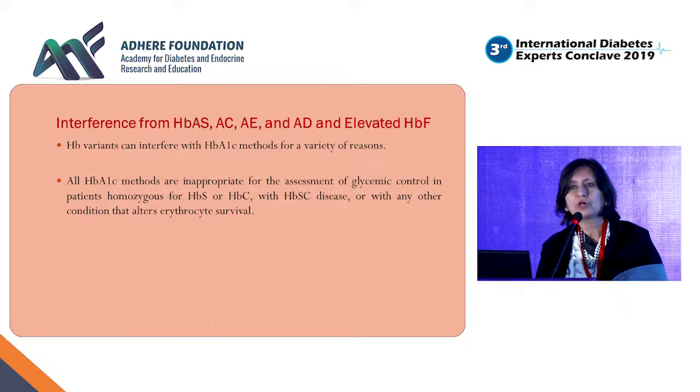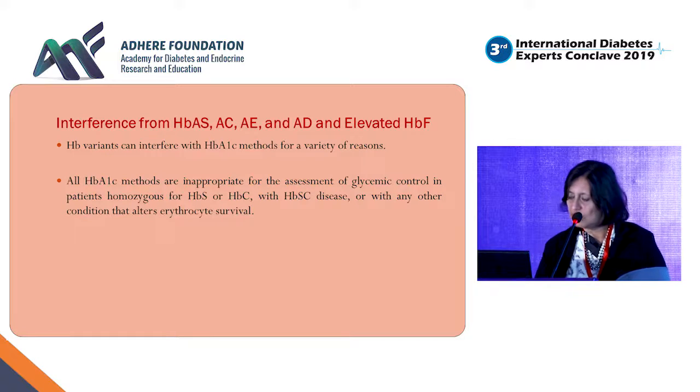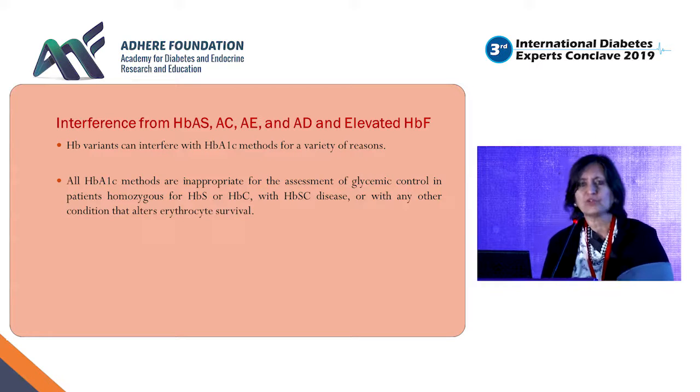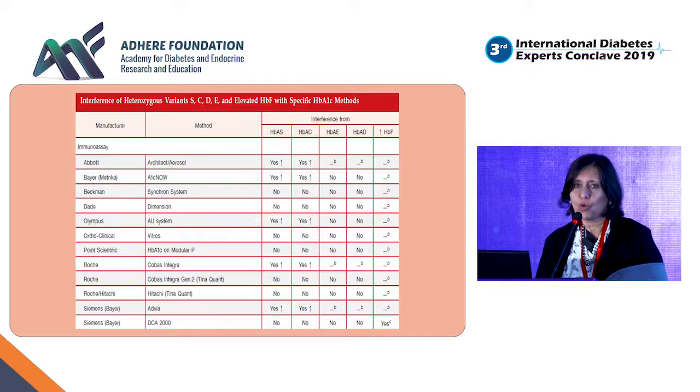Now, it is important for people to know, the clinicians to know, that hemoglobinopathies do affect and interfere with estimation of HbA1c. Now, all methods are inappropriate for assessment of glycemic control if there is a hemoglobinopathy. Now, this is just a quick chart which I've taken from the books to show which are the methods and which equipments cause interference and which don't.